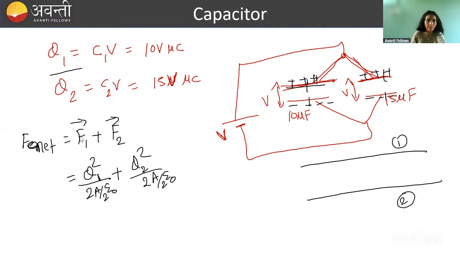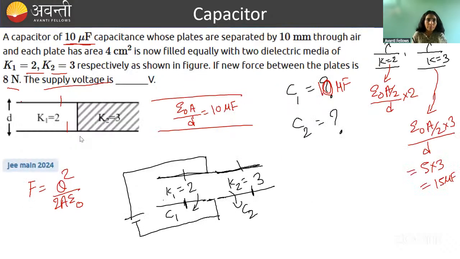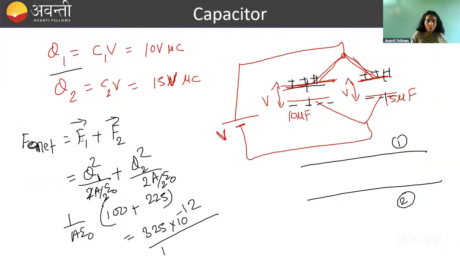चलो एक काम करते हैं, जो कॉमन है उसको बाहर ले लो. So what is common here, 1 by A epsilon naught, Q1 square plus Q2 square. So Q1 का square कितना है 100, Q2 का square कितना है 225. So this is your 325. So yeah, that was correct. So this is 325 into 10 to the power minus 12 divided by how much area? Area कितना दिया हुआ है total? That is your 4 centimeter का square. So here you will write 4 into 10 to the power minus 2. Write everything in SI unit. ठीक है? And epsilon naught 8.85 into 10 to the power minus 12.